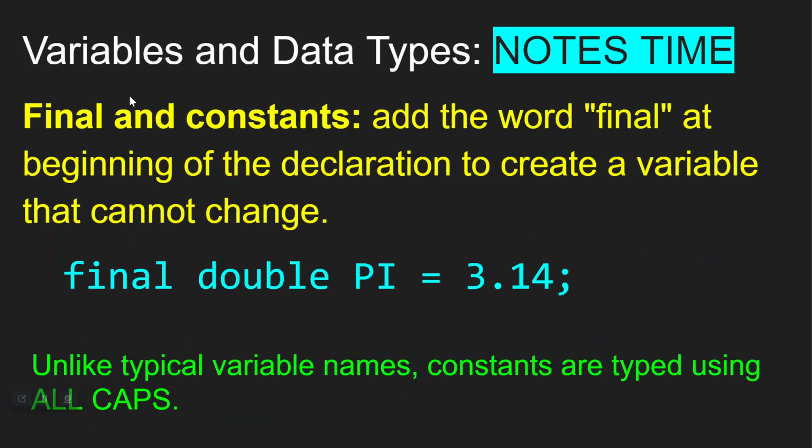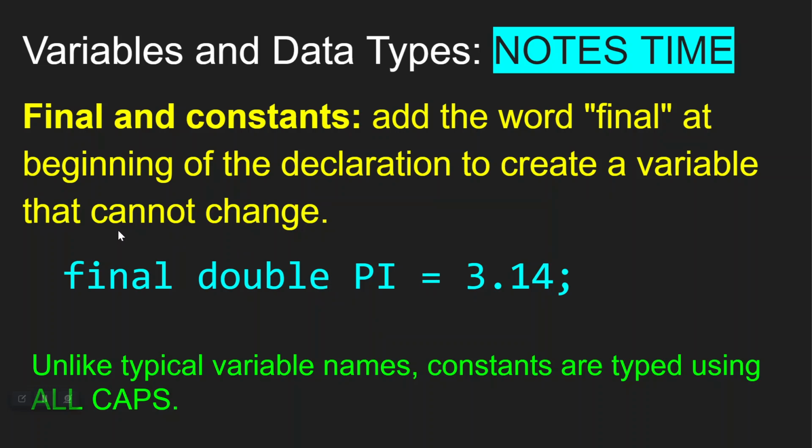There's also the keyword final, which can give you what's called a constant. So if you add the word final at the beginning of declaring a variable, then you're creating a variable that cannot change. In other words, you're creating a constant. A common one is final double pi, which is going to be obviously 3.14. And unlike typical variable names, constants are typed using all caps.